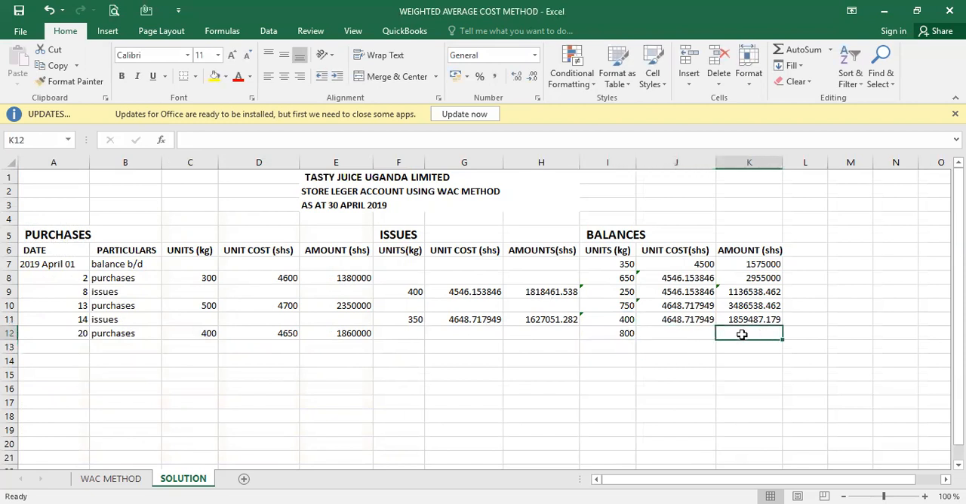Then we try to get also our total cost. It will be this equal sign this plus this. Then we get the unit cost. This is the average cost. It will be this divided by this. So the next issue will be issued at this cost.